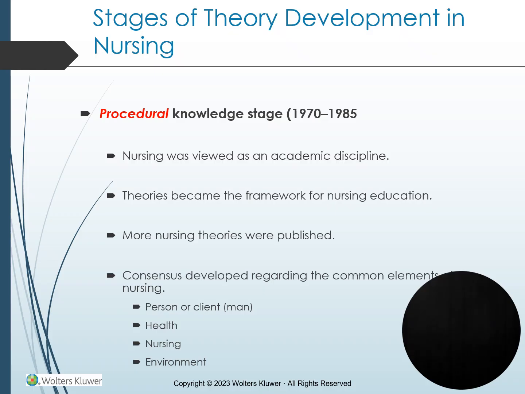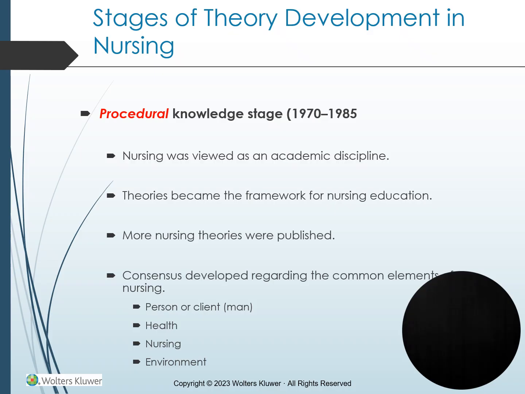We leave the subjective stage and then move to the procedural knowledge stage. This was the 1970s to the 1980s, about 85. This is when nursing was viewed as an academic discipline. Theories now became the framework for nursing education. Again, more theories began to get published, and then we had consensus developed regarding the common elements of nursing.